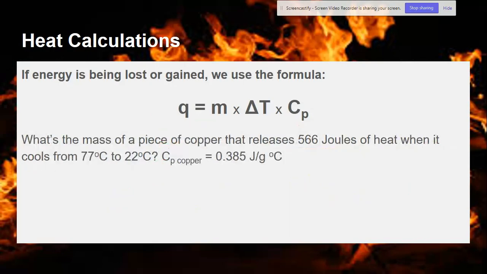All right, moving on. So what's the mass of a piece of copper? We're looking for the mass here if you're doing the equation. And we have 566 joules of heat cooling from 77 to 22. So our difference in temperature, our delta T, is going to be 55 degrees Celsius. And if we're trying to figure out the mass, the grams, it should make sense to you that since in this specific heat equation grams is on the bottom, we're going to want to flip that around. So it's basically grams degrees Celsius over 0.385 joules.